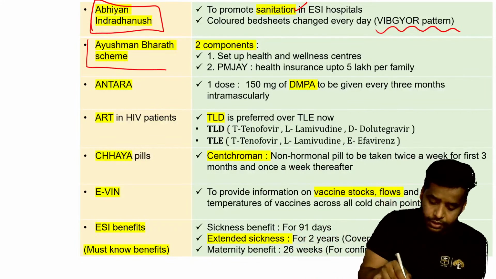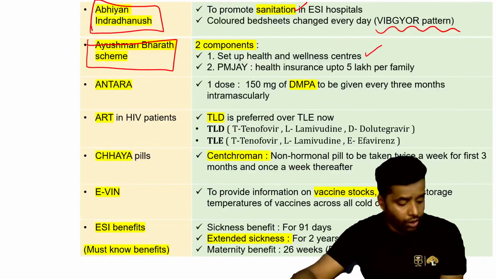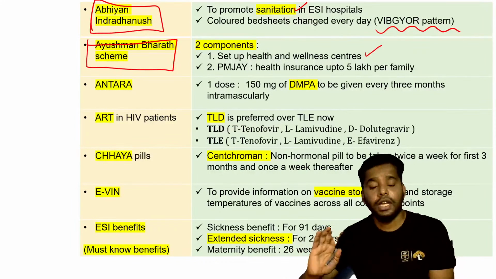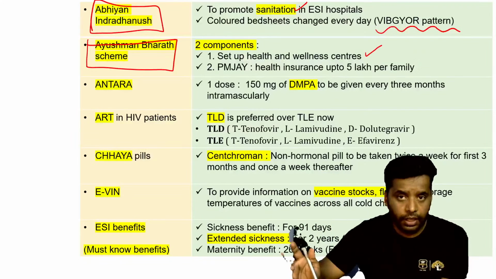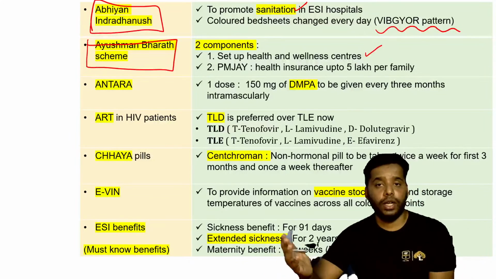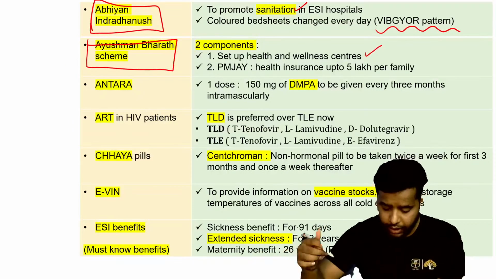Ayushman Bharat scheme has two components. One is health and wellness centers. All the primary health centers and sub centers will be transformed into health and wellness centers, giving comprehensive primary care. Along with allopathy, Ayush modalities will also be included in the treatment part. That is comprehensive primary care.